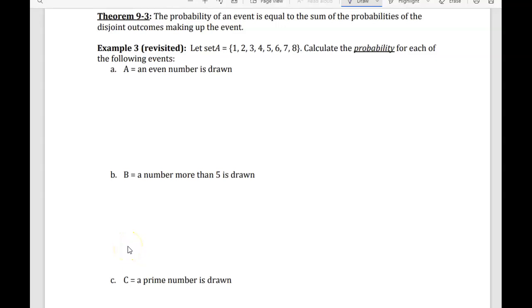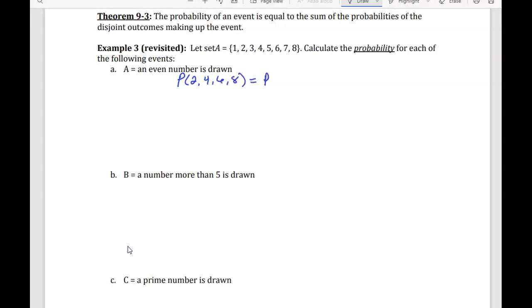Look at Theorem 9.3, which says the probability of an event is equal to the sum of the probabilities of the disjoint outcomes making up the event, which means there is no overlap. What you're going to do is add up all those probabilities. So we're going to revisit the set A, that's 1, 2, 3, 4, 5, 6, 7, 8. We're going to calculate the probabilities using the sum of the probabilities. So we want to draw an even number. We had that we were looking at 2, 4, 6, and 8.